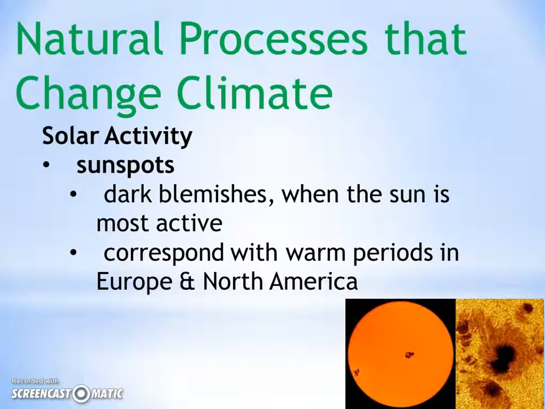Sunspots. These are the dark blemishes that occur when the sun is most active. So when we have warm periods in Europe and here in North America, that's when you get these sunspots like you can see in the images down here at the bottom. Okay.